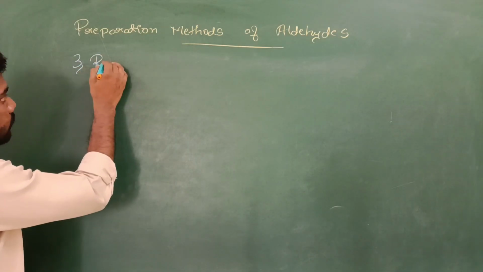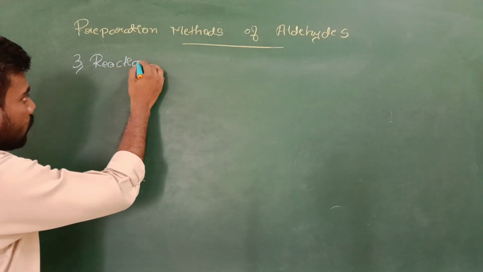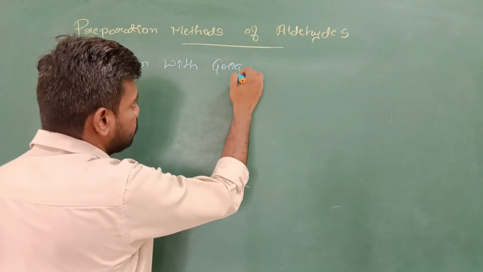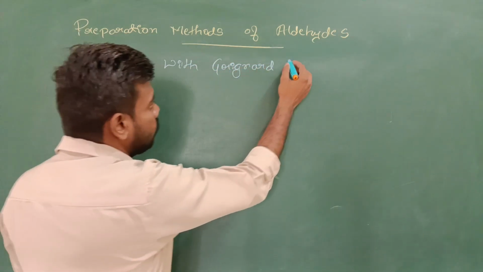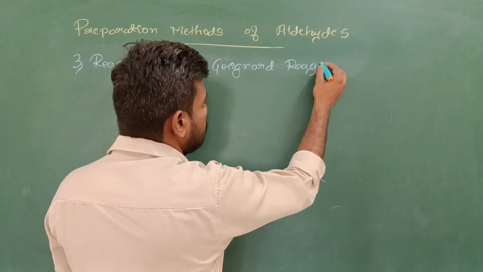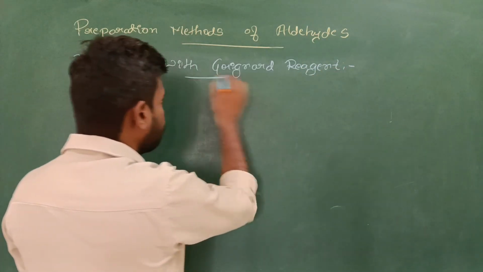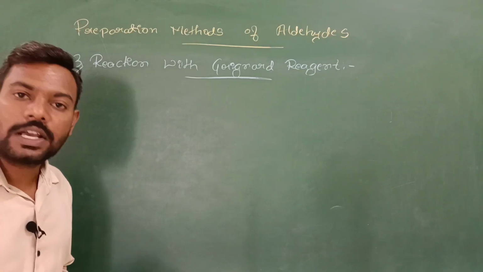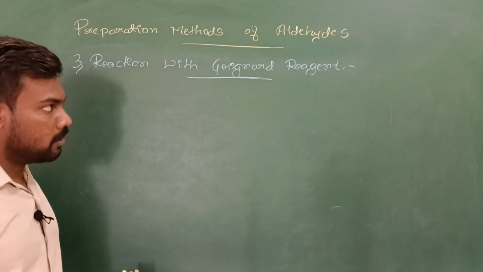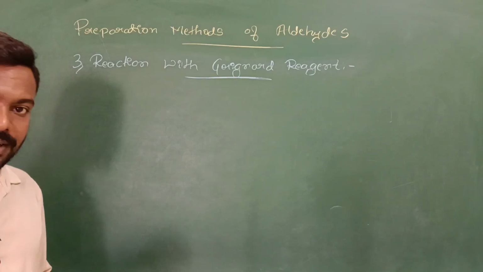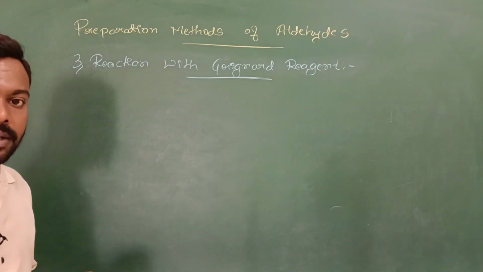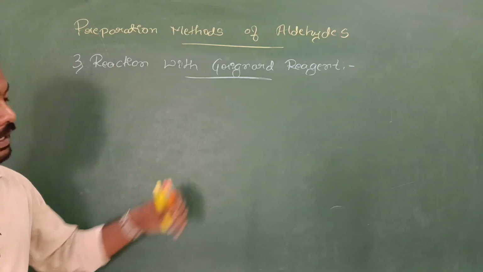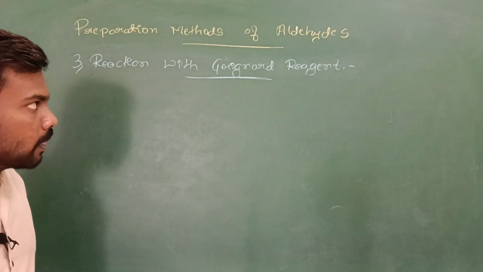Next is the reaction with the Grignard reagent. The Grignard reagent, that is RMgX, reacts with hydrogen cyanide to form imine, which undergoes hydrolysis to form aldehydes.